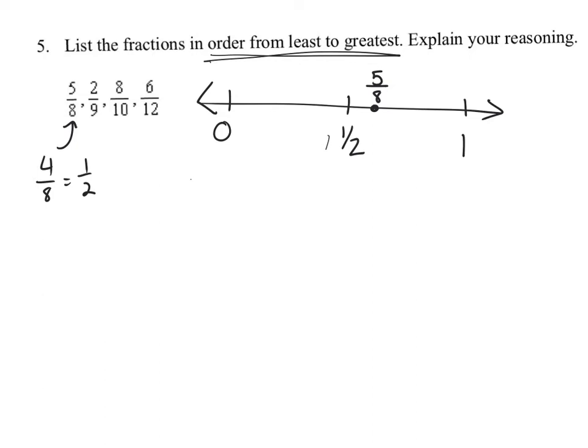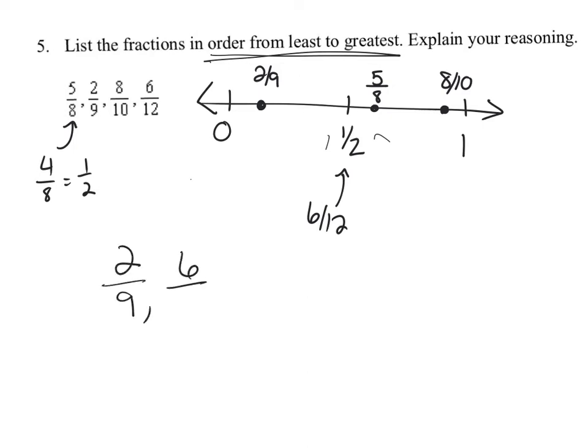2/9 is less than 1/2 because 1/2 of 9 is 4.5. So 2/9 is closer to 0, so I'm going to write it over here. Remember, this doesn't need to be exact. This is just work to help you. 8/10 is going to be close to a whole because you're only 2 pieces away from having a whole amount. And 6/12 is exactly 1/2 because 6 is 1/2 of 12. So you already have it in order if you set up your number line. So you have 2/9, 6/12, 5/8, and 8/10. And that is your answer.